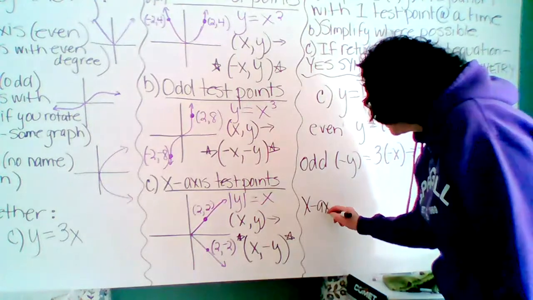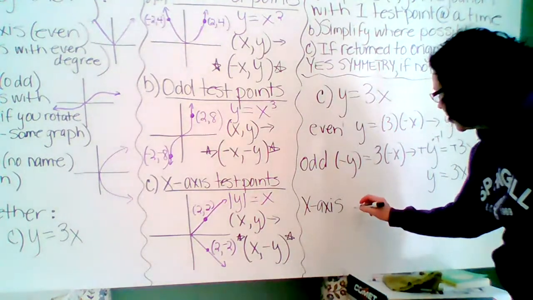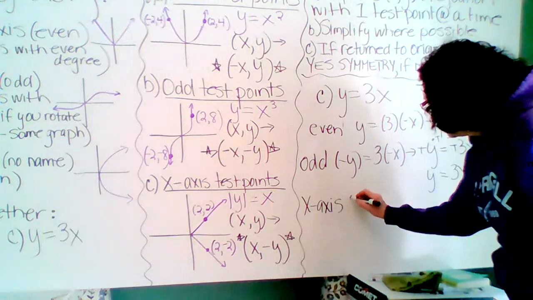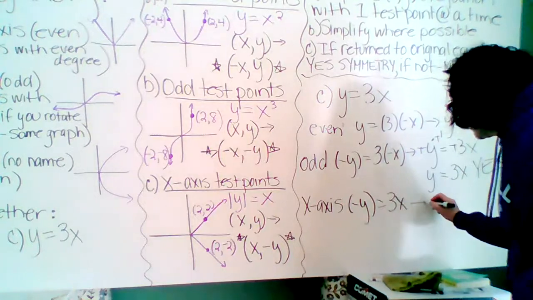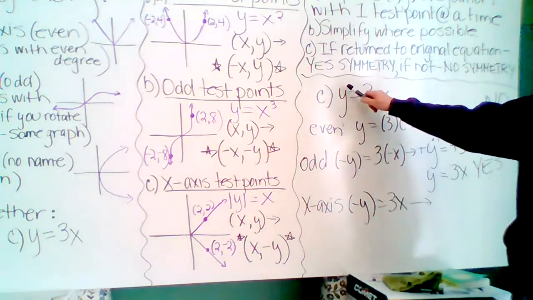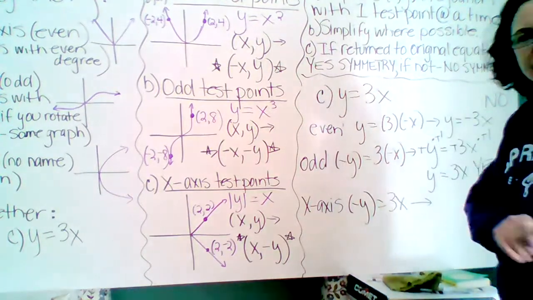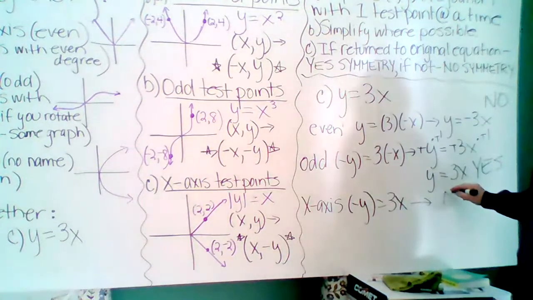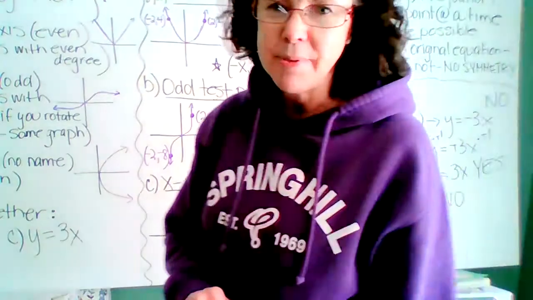X-axis, I'll keep the x and change the y. You can see right away that these two do not match. If I try to make this y positive by multiplying both sides by negative, I mess up the 3x. No. y equals 3x only has odd symmetry.